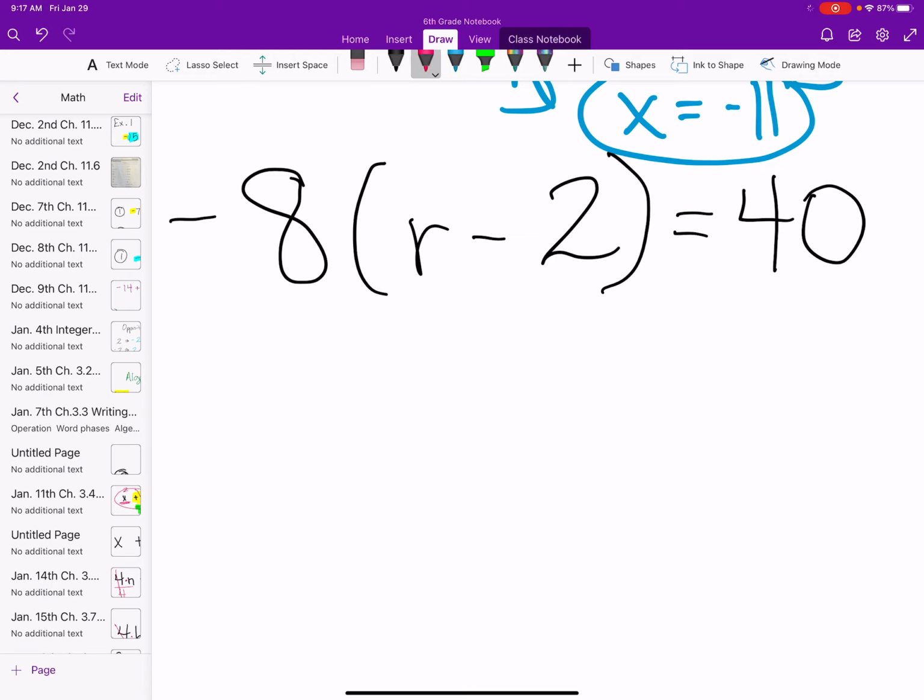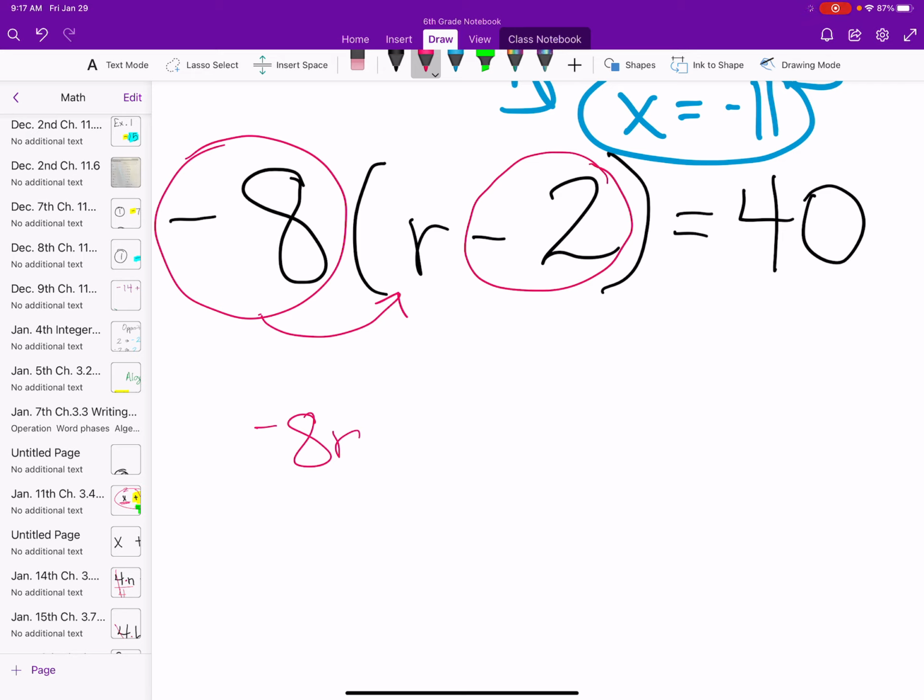Okay, here's another distributive property. This time we have a negative number on the outside of our parentheses. So we're going to have to distribute. Negative 8 times r gets us negative 8r. Now we're going to take negative 8 times negative 2.